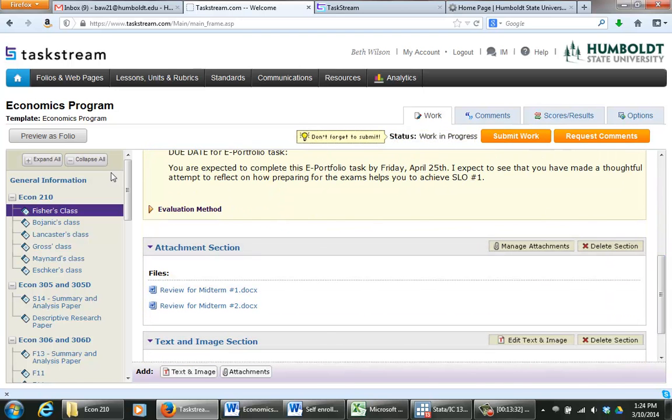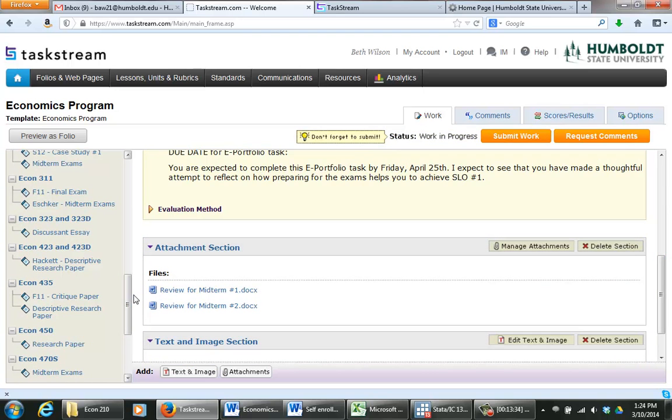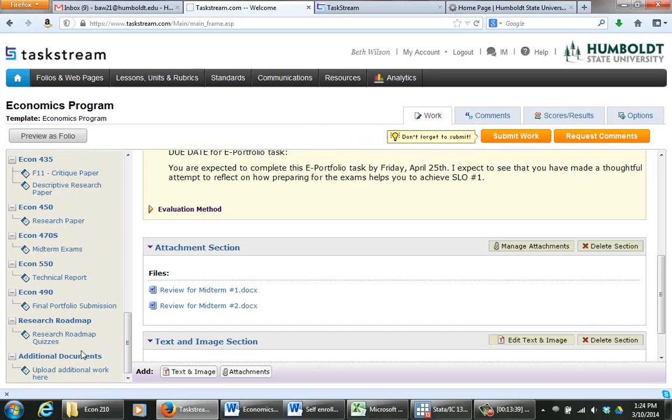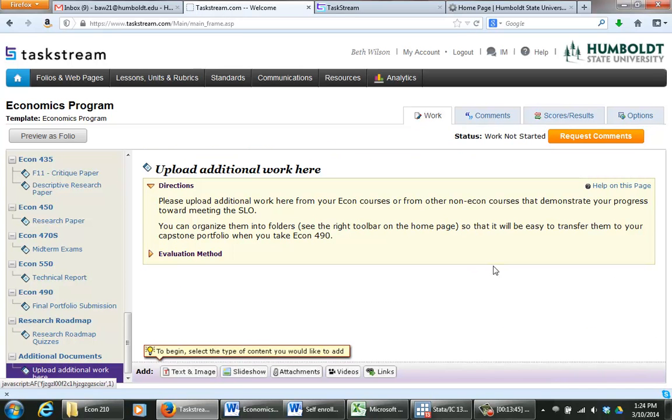So where do I put all these documents, besides the documents that I need for that assignment, any extra documents? I can put them in here under Additional Documents. So I click on Upload Additional Work here, and I am able to upload all sorts of things. I can make attachments, I can upload video, links, a slideshow, whatever I want to do. I can also put up a text and image box in order to make notes to myself about any of these artifacts.